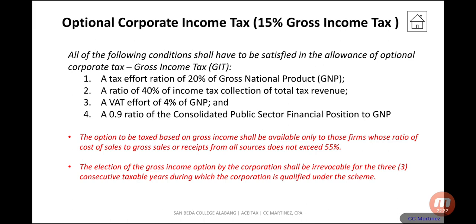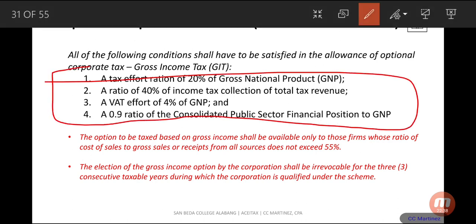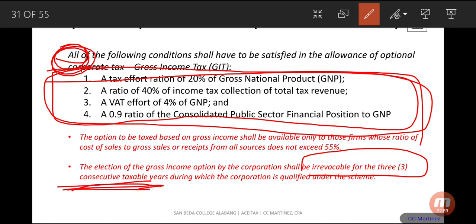So, ibig sabihin, kunyari nakapag-qualify ka na dito sa 4 na conditions na to. So, kailangan lahat yan makomply mo. Kung nakapag-comply ka sa lahat ng conditions na to, and in-apply mo siya, kunyari sinabi mo na i-apply mo siya this year, irrevocable yon for the next 3 consecutive taxable years. Okay.